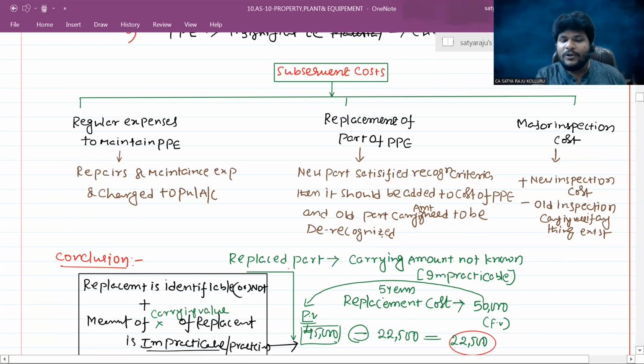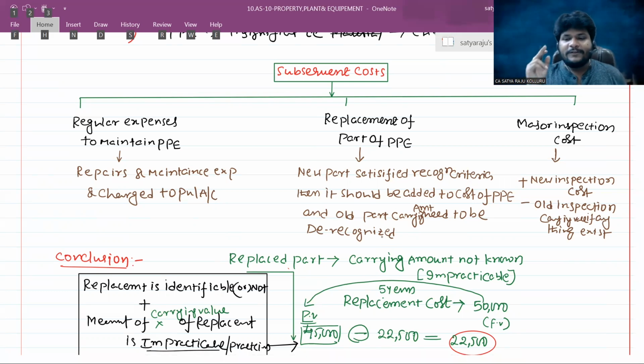As on the date of replacement, the old portion's carrying amount needs to be derecognized, and the new portion's purchase price you need to include in the cost of the PPE, provided that particular part satisfies the recognition criteria. Sir, what is the recognition criteria all about? For a PPE to be recognized in the books of accounts, it needs to satisfy two conditions. The first and foremost condition is that it has the capability to generate economic benefits to the entity, and the cost should be measured reliably.